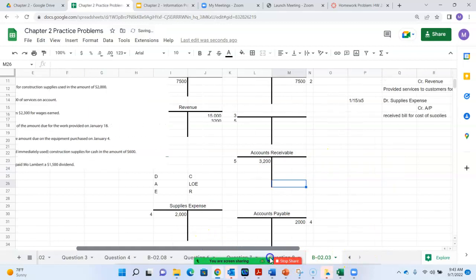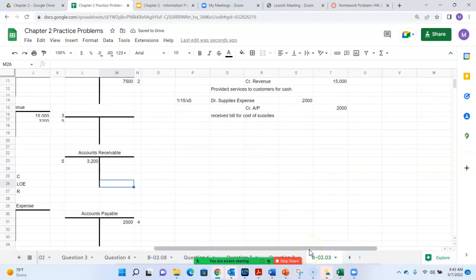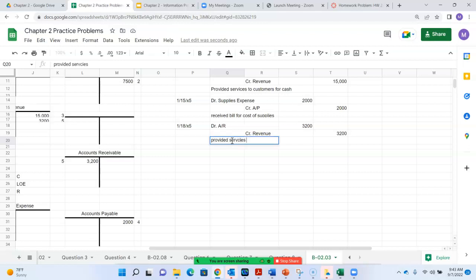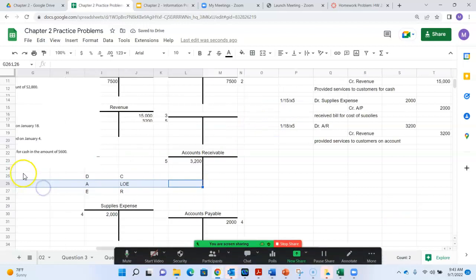So to come back over here, let's fill out our journal entry. This took place on January 18th. And we are going to debit accounts receivable. There's kind of the shorthand. And we are going to credit revenue. The amount is $3,200. And we need a description. Our description is provided services to customers on account. Let's keep on going. There's quite a few of these.